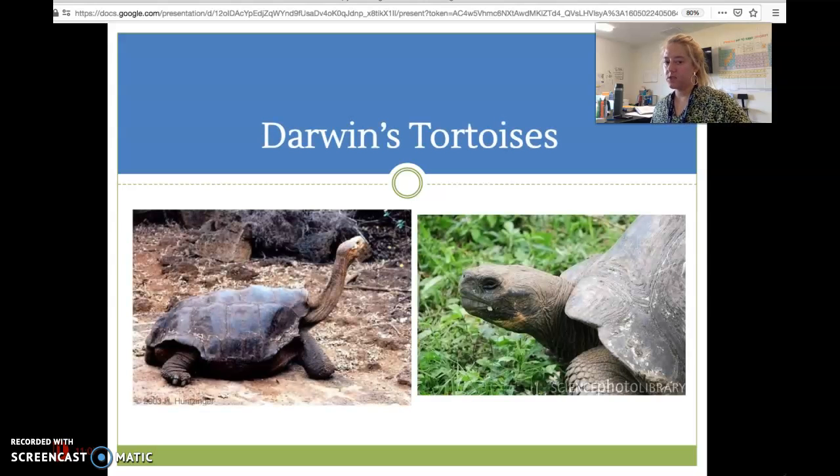So Darwin studied two different types of animals to further his theories. One of those you should know is the Darwin finches, which we're going to talk about after this, but the lesser known of the species are Darwin's tortoises. So these are them, very cute.